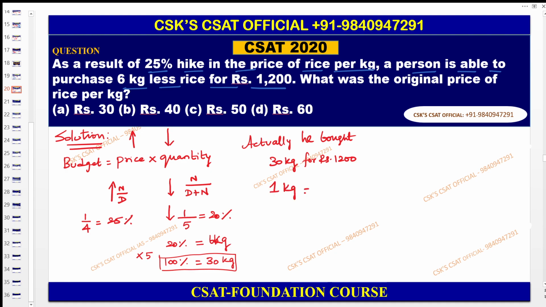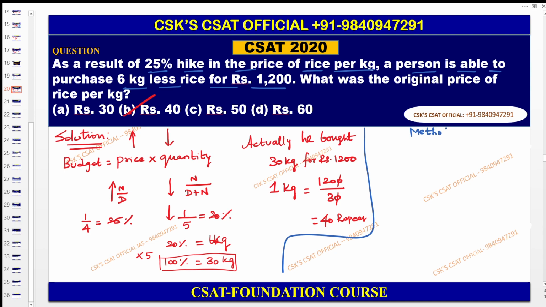Then what would be 1 kg? So 1 kg is equal to 1200 by 30. So 0 cancels. 120 by 3 is equal to 40. So therefore 40 rupees. So this is the answer. If you are having a doubt, let me do method 2 also here.